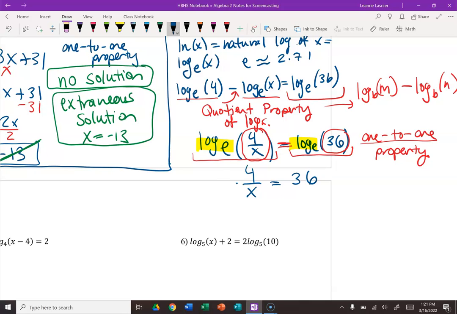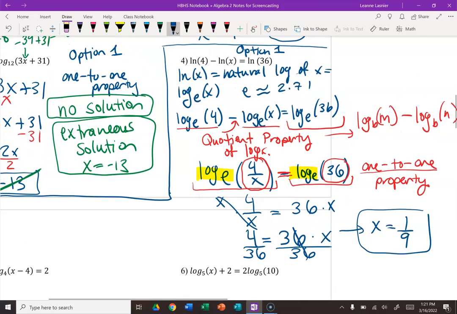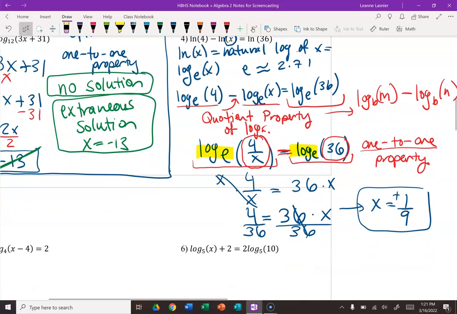So what I'll do is I'll multiply x to both sides to get 4 equals 36 times x, and then divide both sides by 36. So I end up getting x is equal to 1 over 9. So if I look back at my original equation, this solution's fine because it's positive, and the only logarithm that had an x in it was this one, and it was by itself. So if I plug in 1 over 9, that totally works. So this is our solution for number 4.